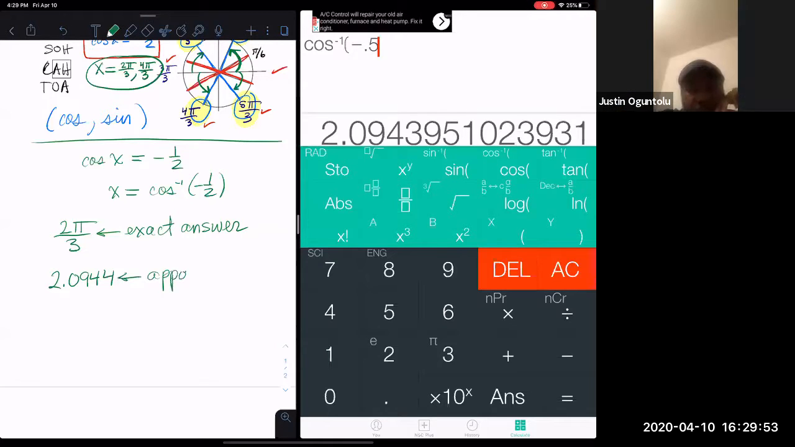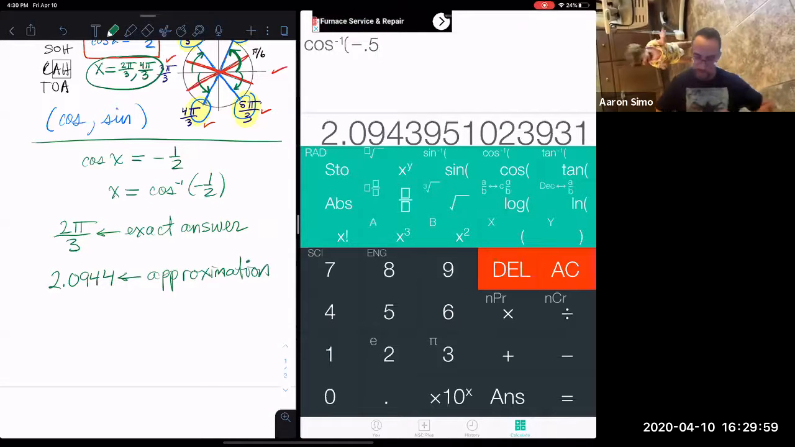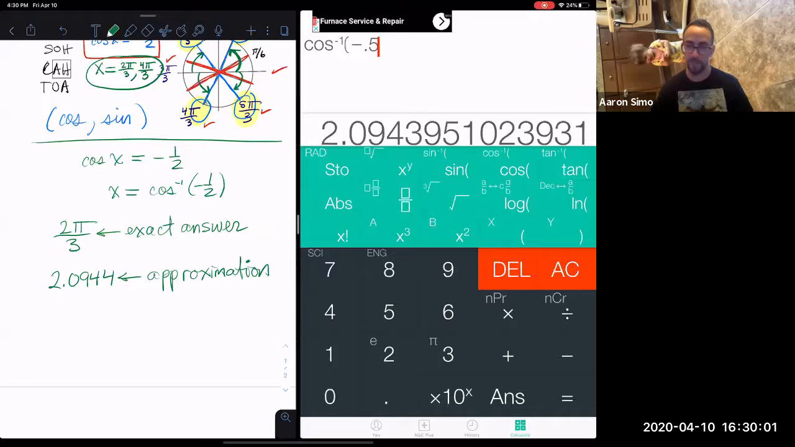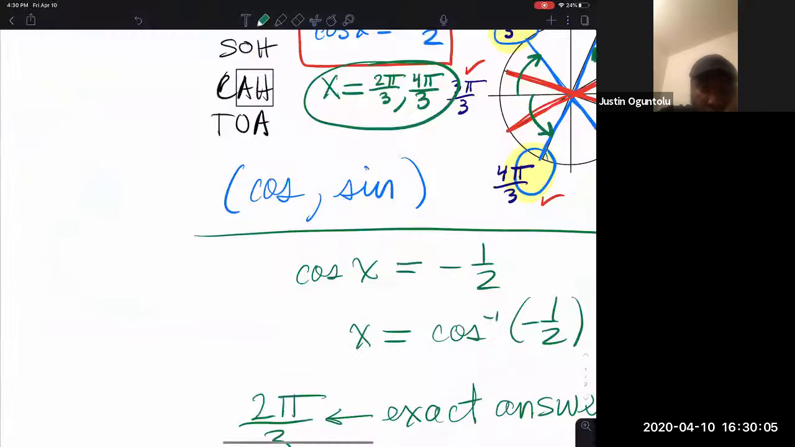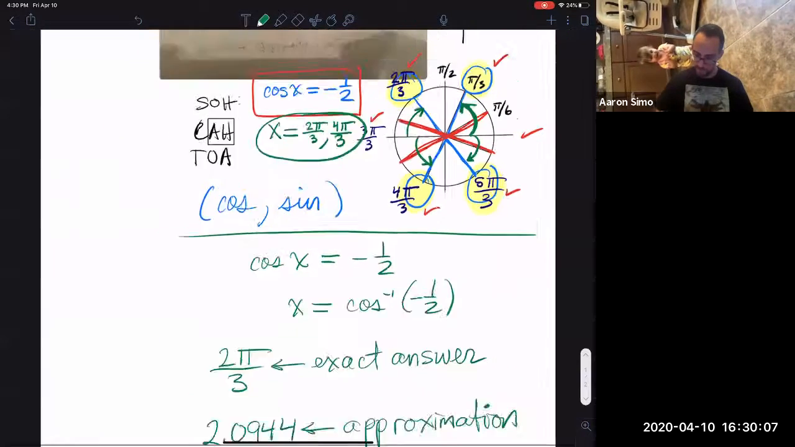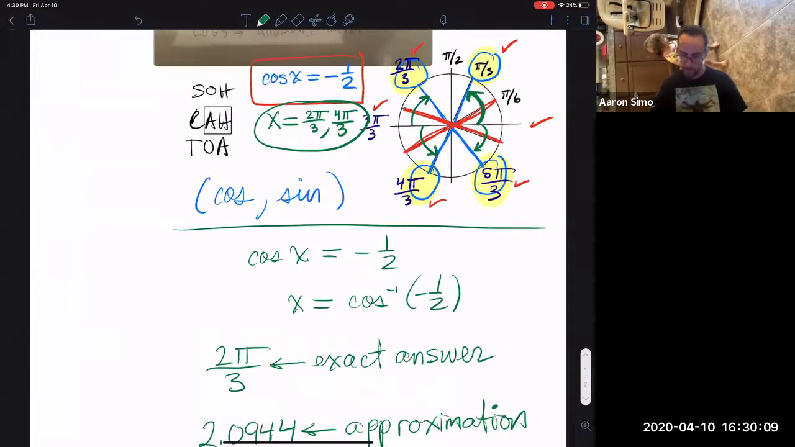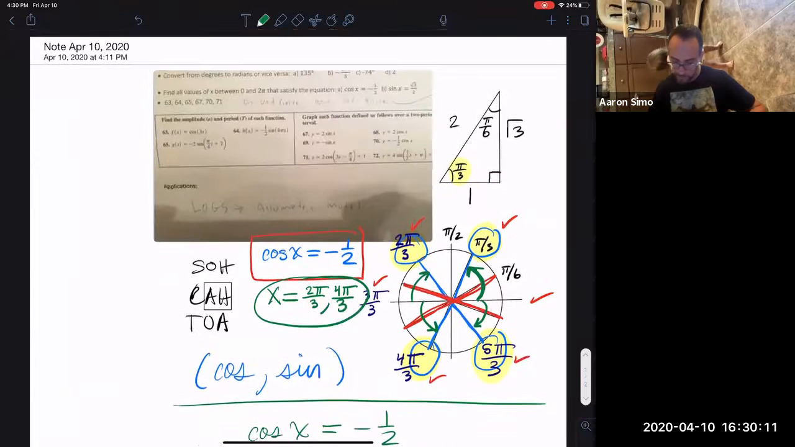I have no idea. She didn't specify on the guide if she wanted radians. It should say exact answer for this question. Exact. Okay. Because this type of question, she probably wants 2 pi over 3 as the answer. But anyways, I'll show you another example because that's kind of hard.